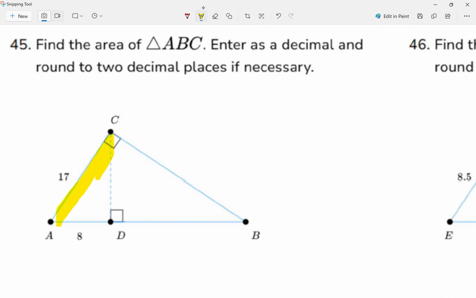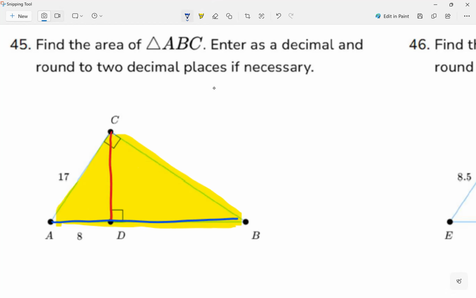Okay, so ABC, basically saying find the area of this triangle. What do we need for the area of a triangle? We need the two segments across from each other at 90 degrees, because we're going to multiply them and then divide by 2. So I need this side, I'm coloring in red, and I need this side, colored in blue. Those are the two sides that I need. I need to multiply them, then divide by 2.